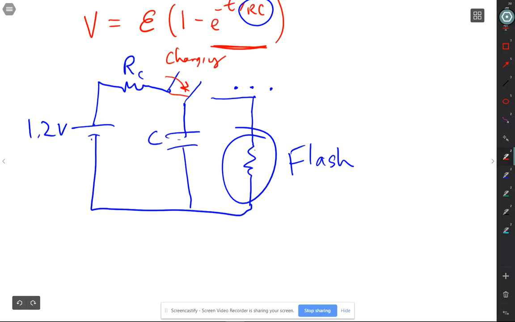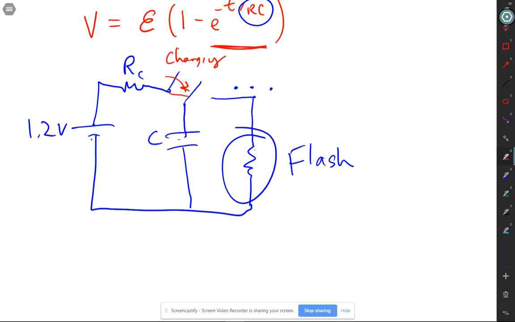And I'm going to have current flow from my cell into the capacitor. Now the little cells, 1.2 volt cell, it can't provide that much current. So no matter what the RC is, it's going to be a relatively slow charge just because it can't produce a lot of current. And so if you want to take a picture with a flash, you turn on the charge and it takes a few seconds for it to charge up.